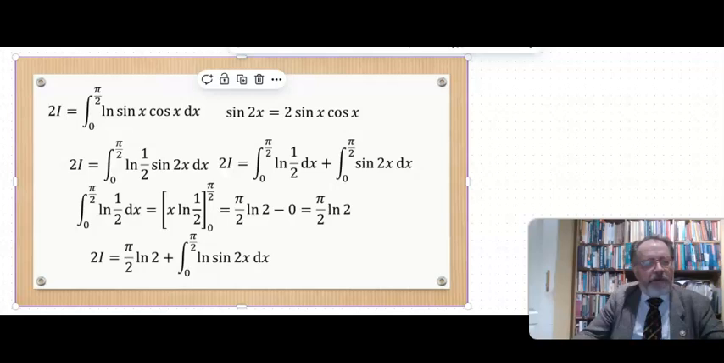And so twice the integral is the integral between 0 and pi by 2 of ln (half times sin 2x), which is the integral between 0 and pi by 2 of ln half dx, plus the integral between 0 and pi by 2 of ln sin 2x dx. And we discover that the first bit, the integral between 0 and pi by 2 of ln half dx, as you follow along there, is just pi by 2 ln 2. And so twice the integral we're looking for is pi by 2 ln 2, plus the integral between 0 and pi by 2 of ln sin 2x dx.